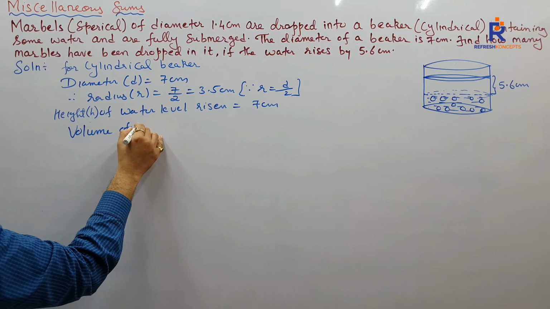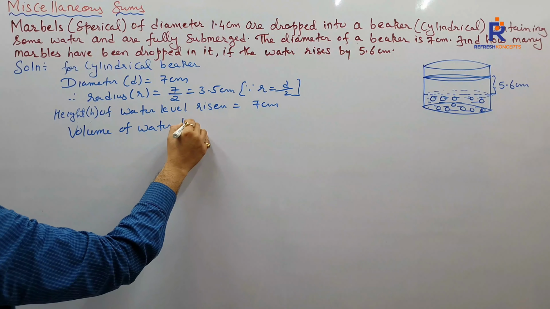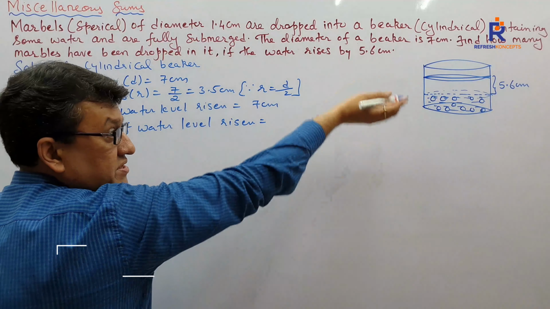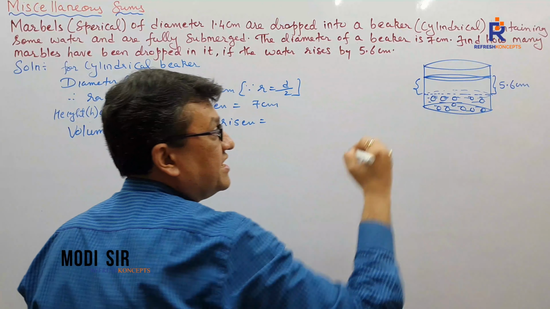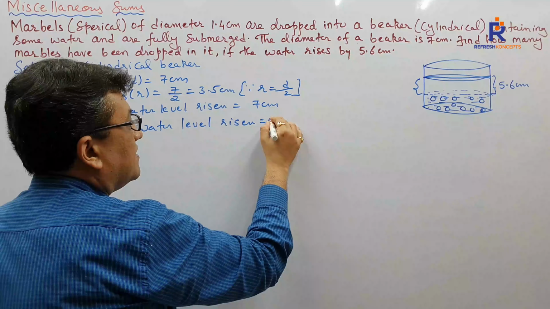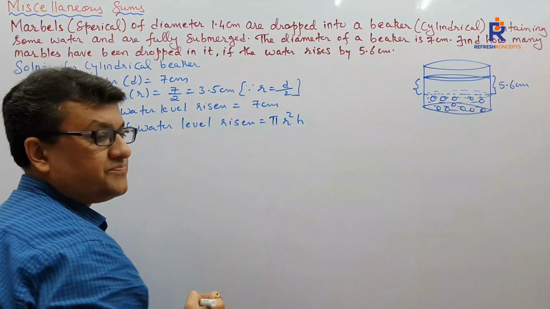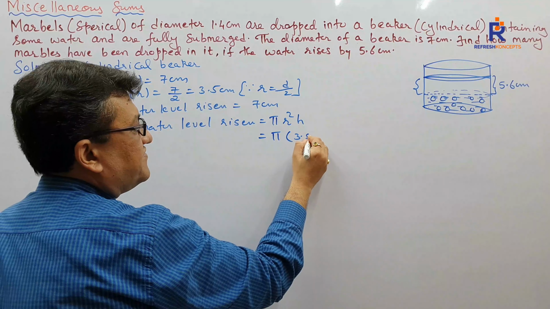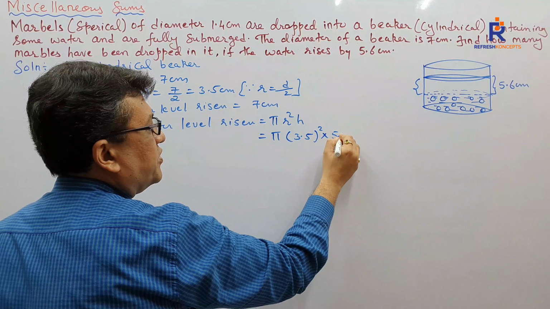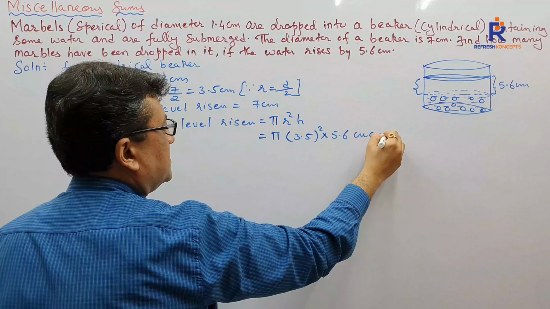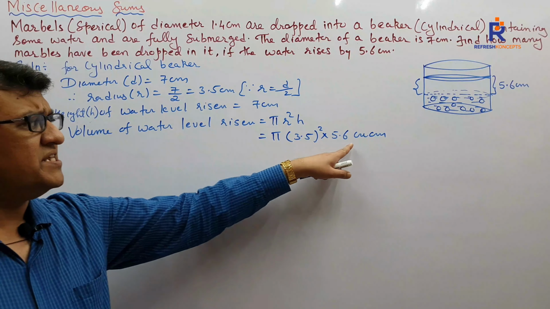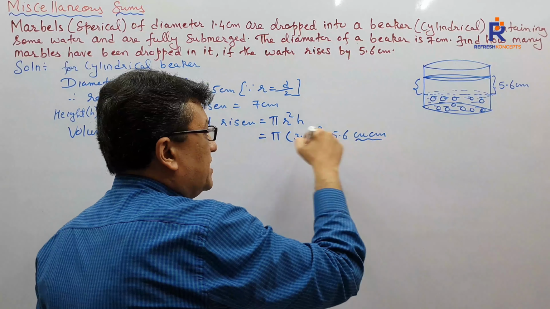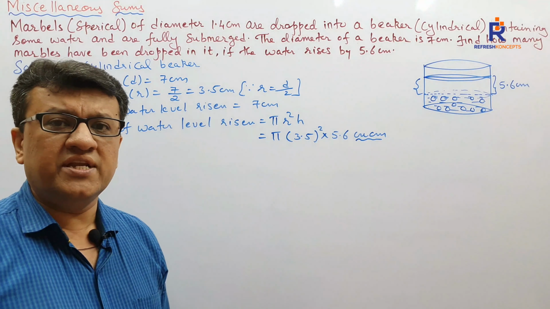So what is the volume of water level risen? Volume of water level risen is this much. Am I right, children? And what is that? Pi r square h. Pi into 3.5 square into h, 5.6 cubic centimeter. Sir, you have written the units. Units are very, very important. But you did not solve it and you have written down the units.